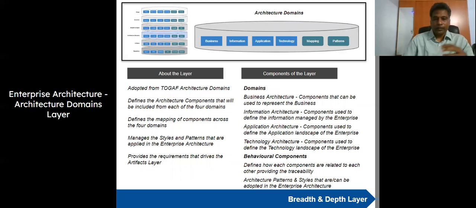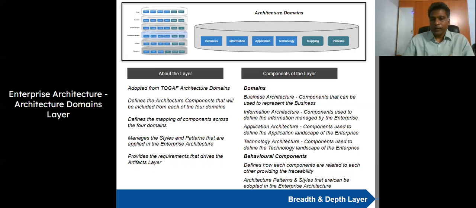With that, we'll move to the next higher level, which is the architecture domains layer, right? So this is a layer where I'm directly adopting from TOGAF. There are 4 domains that TOGAF defines, right? So business architecture is one domain, which basically captures all the aspects of a business. It could be business process, functions, business entities, right? So anything pertaining to the business.